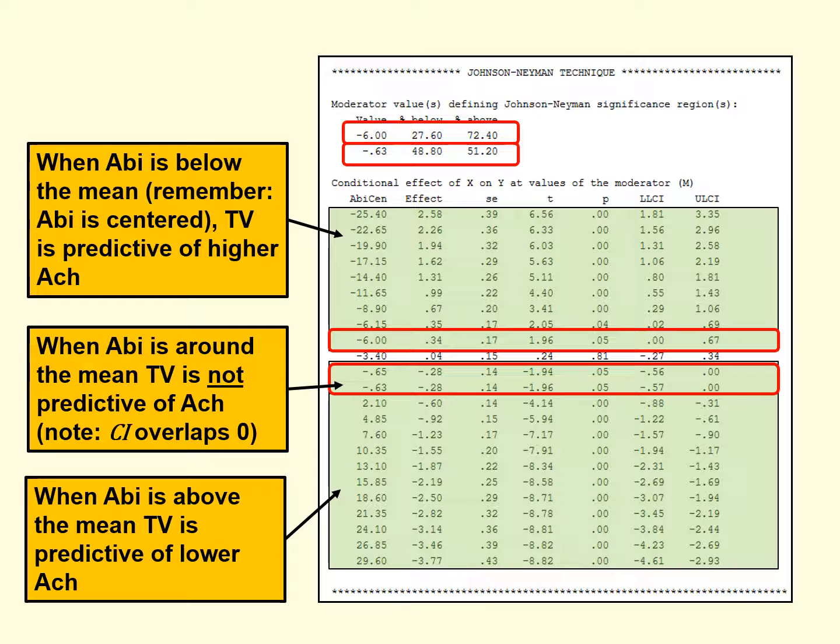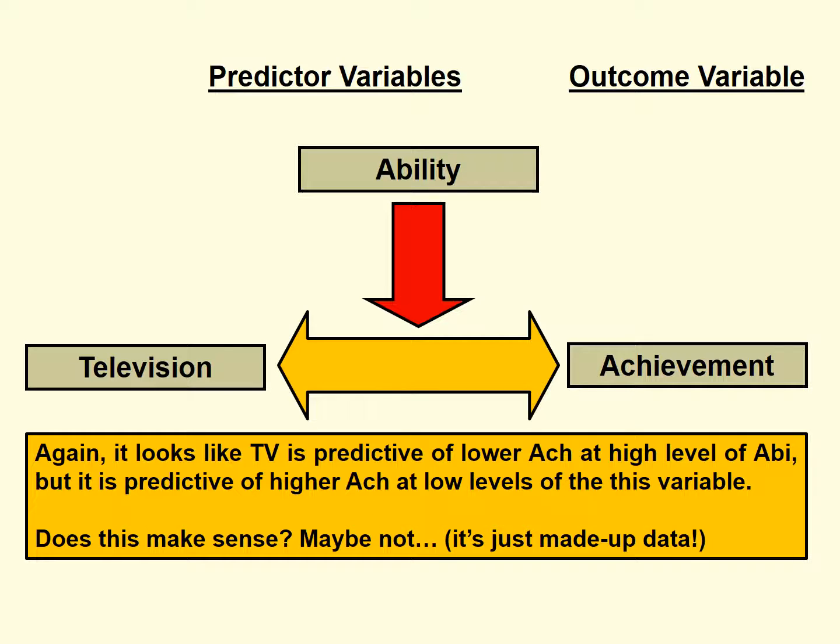So you get more of a sense of how the relationship between television watching and achievement changes across different levels of ability. A little bit more of a fine-grained analysis. You can see here right at the threshold for the effect shifting from negative over to a more positive effect. So again, it looks like TV watching is predictive of lower achievement among people at higher levels of ability, but it is predictive of higher achievement among people at lower levels of ability.